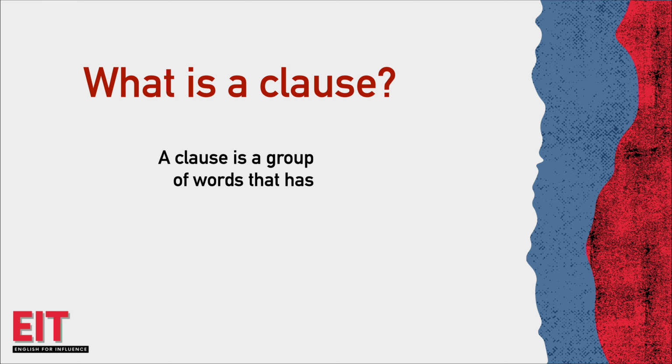Basically, a clause is a group of words. Yeah, very simple. But it's not complete. It's not just a group of words, but a group of words that has a subject and a verb. So that's what a clause is. Let's look at some examples.